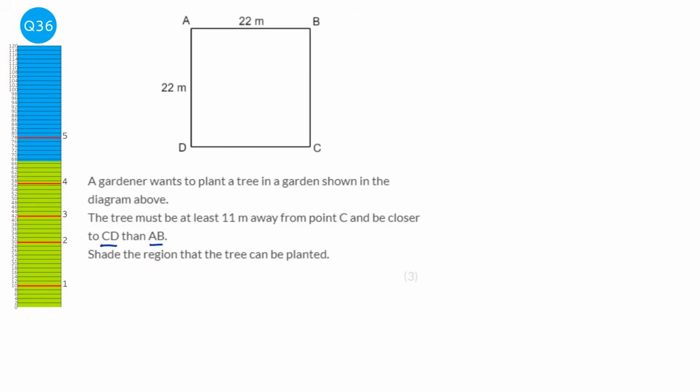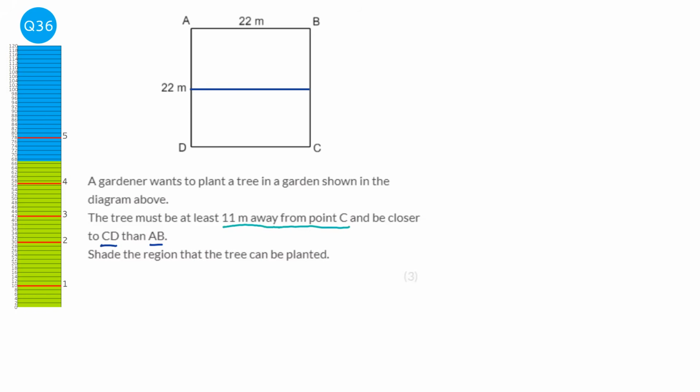The first thing to notice is that the tree must be closer to CD than AB. So if we draw a line across the middle, it can't be in the top bit, because that would be closer to line AB. The second piece of information that is given to us is it must be at least 11 meters away from point C.